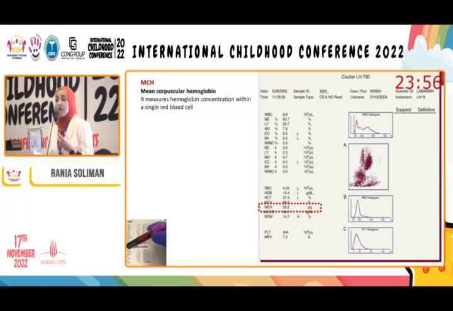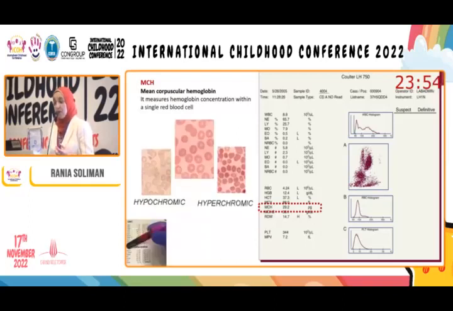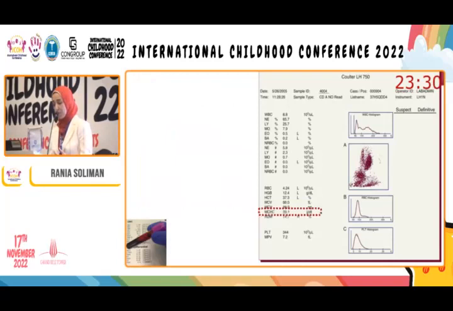The red color of the blood, the red color of the RBCs, comes from the oxygenated hemoglobin they carry. So the more oxygenated hemoglobin in the red blood cells, the more red they will look. So this number, when decreased, will lead to hypochromia, and when it is increased, will lead to hyperchromia.